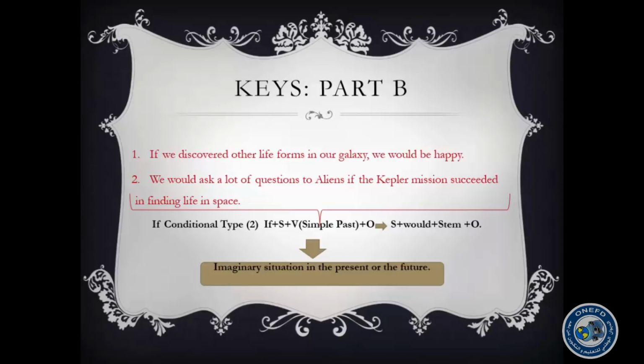So if conditional type 2 is not like if conditional type 0 and 1. This is an imaginary situation. It's unreal. But even though it is unreal and imaginary, it still has the chances to happen. But those chances are very small. Maybe, for example, the first sentence: if we discovered other life forms in our galaxy, we would be happy.